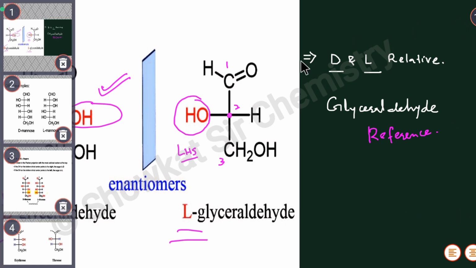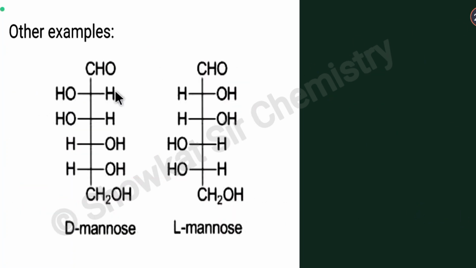So let's move ahead. For example, I have just given here mannose. Mannose is also a sugar, right? So this one is D-mannose and this is your L. Now you can easily understand why it is D, because this is your last chiral carbon. You can just do the numbering from here: 1, 2, 3, 4, and this is carbon number 5 and carbon number 6, right? So this is my D-mannose.